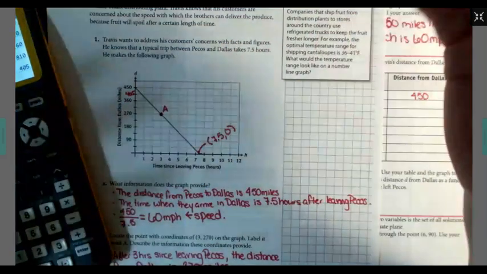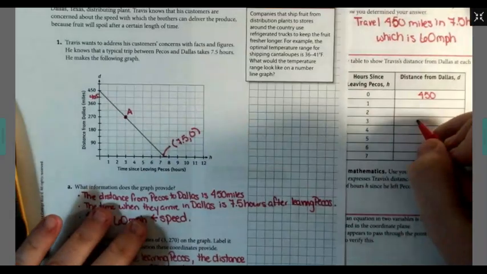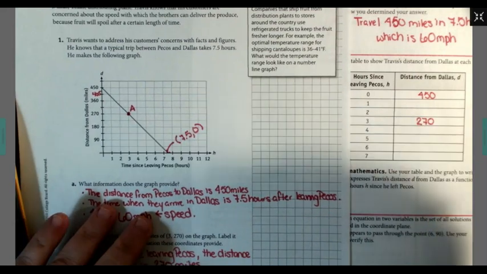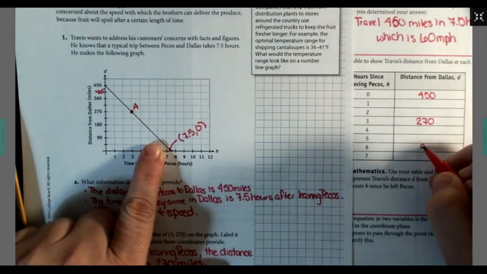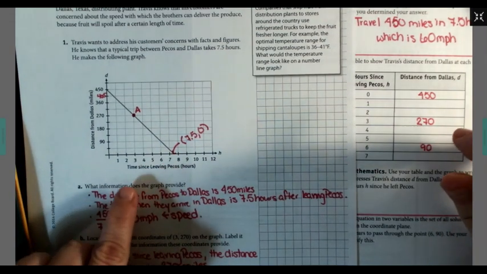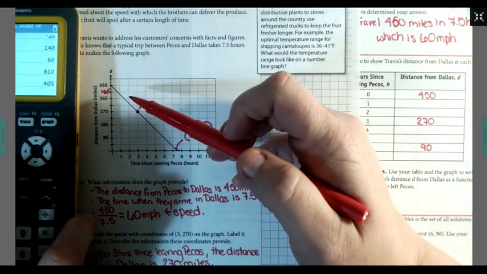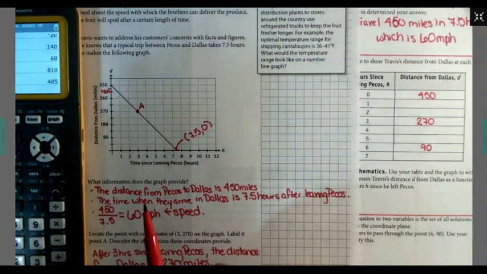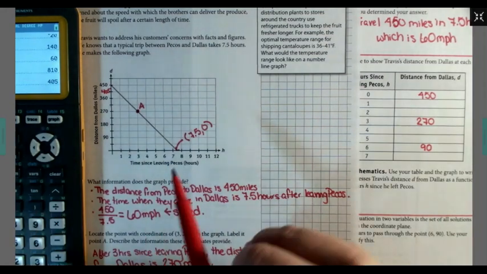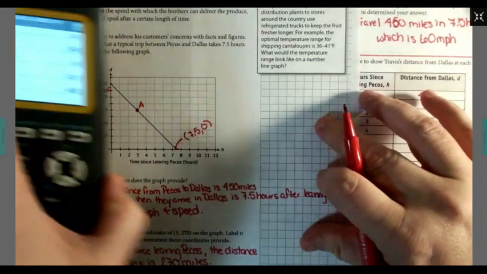Let's see if we can find any other numbers. Well, we know at 3, he's at 270, right? And it looks to me at 6, he's at 90. Okay. So we got to find out. Well, hold on. We figured out his speed, right? He was going 60 miles every hour. So what would we expect to happen to our number every hour? It goes down by 60.